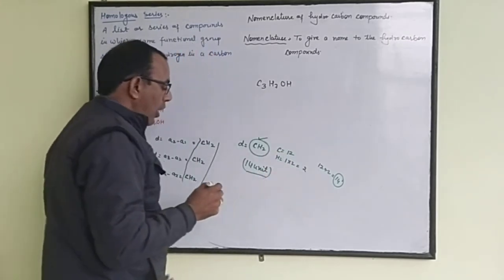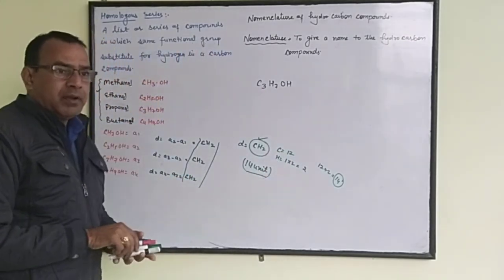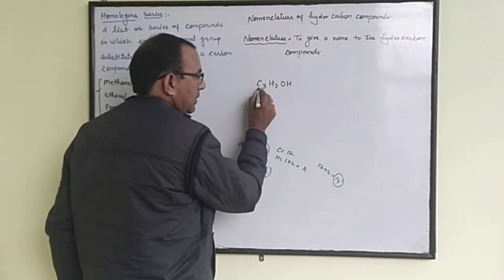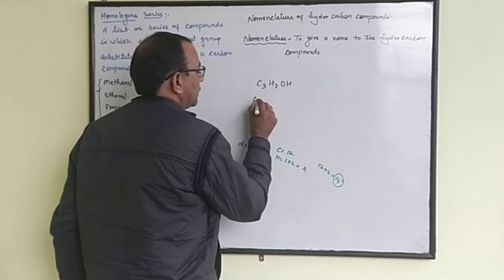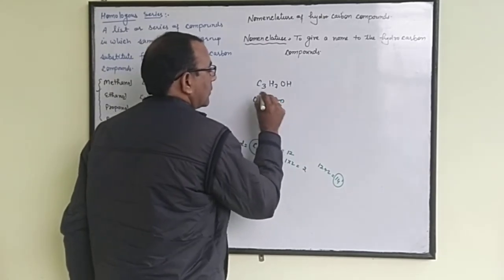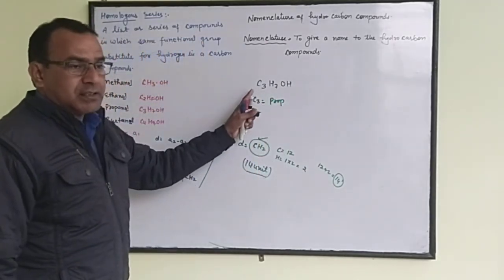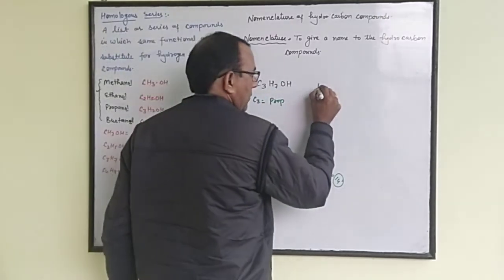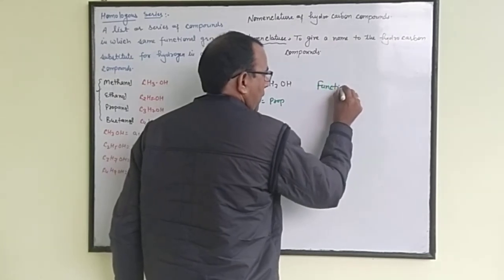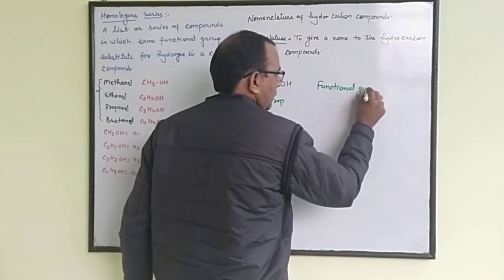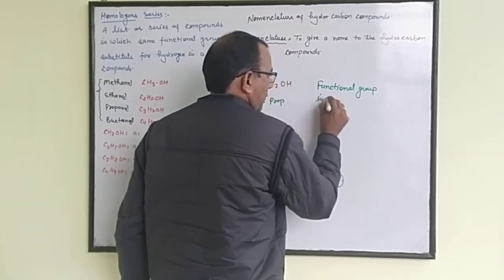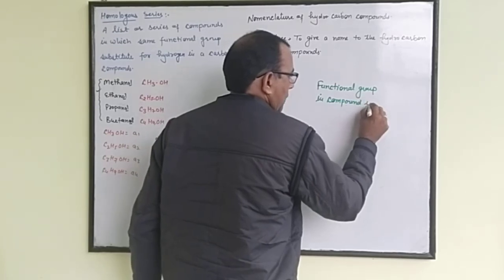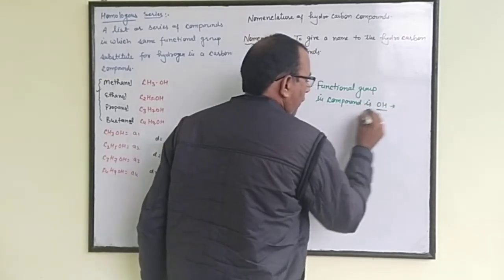C3H7OH. How can we write its name with nomenclature? First of all, we count the carbons in this compound: C3. If C3, that is called prop. And we know that the compound contains OH, the functional group. The functional group in this compound is OH. O stands for alcohol.